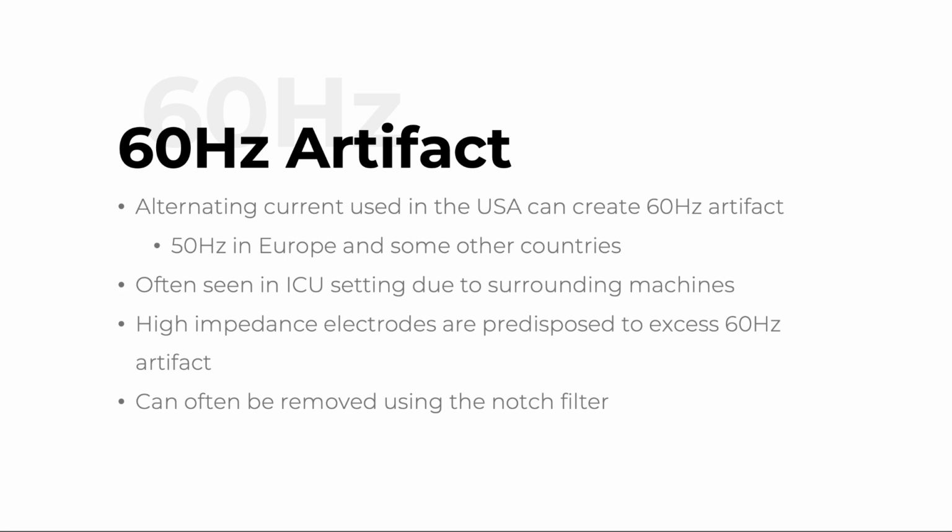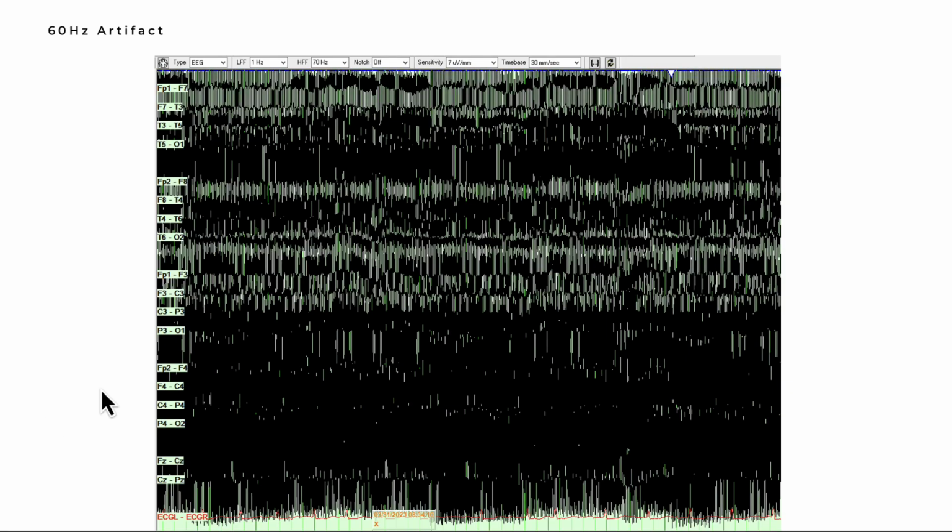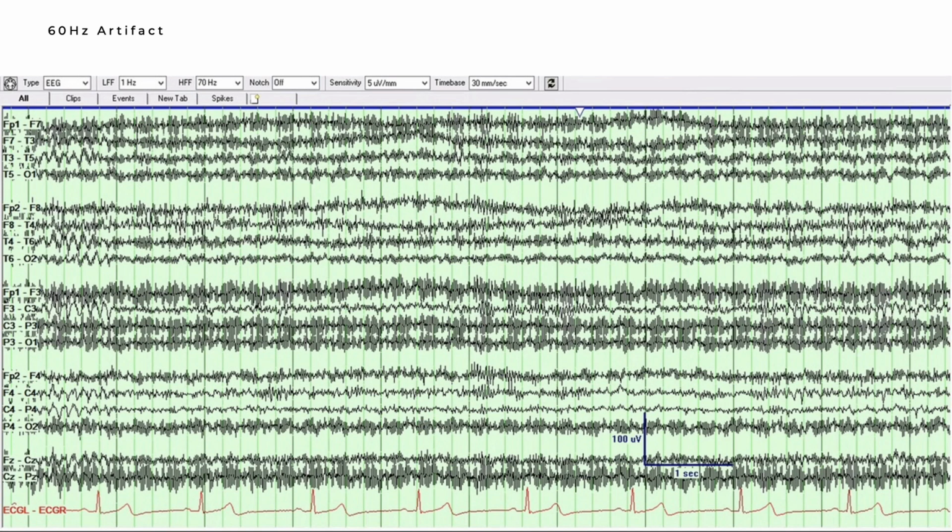What you see here is 60 hertz artifact. This is 60 hertz artifact with the notch off, okay? And this is an ICU setting. It looks terrible, right? And here's a bit more of a subtle example. 60 hertz artifact, still very much difficult to interpret this recording. It's very high frequency, dark looking activity.